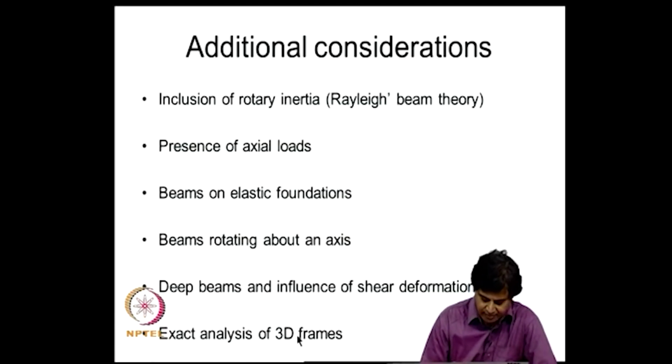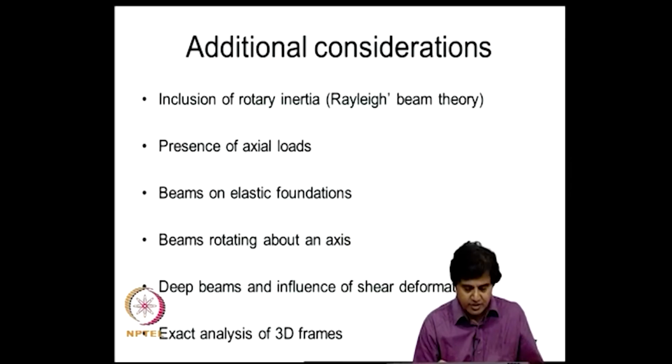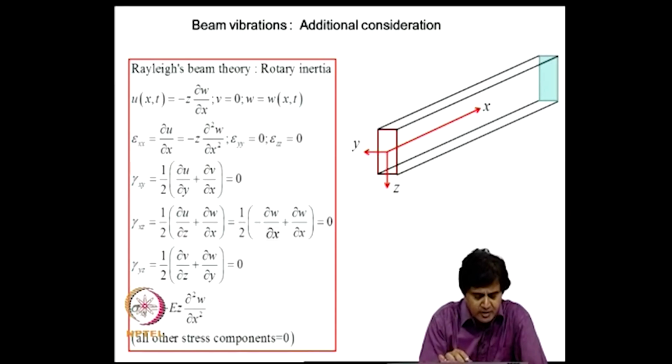Then finally, we ask the question, is an exact dynamic analysis of 3D frames possible? We have asked this question in the context of planar frames, where we considered the dynamic stiffness matrix approach, where the stiffness matrices were derived in terms of trigonometric functions, not piecewise polynomials. Now, the question I am asking is, can a similar approach be developed for 3-dimensional frames? So, let us see what are the answers for some of these questions. So, let us start with the so-called Rayleigh's beam theory.